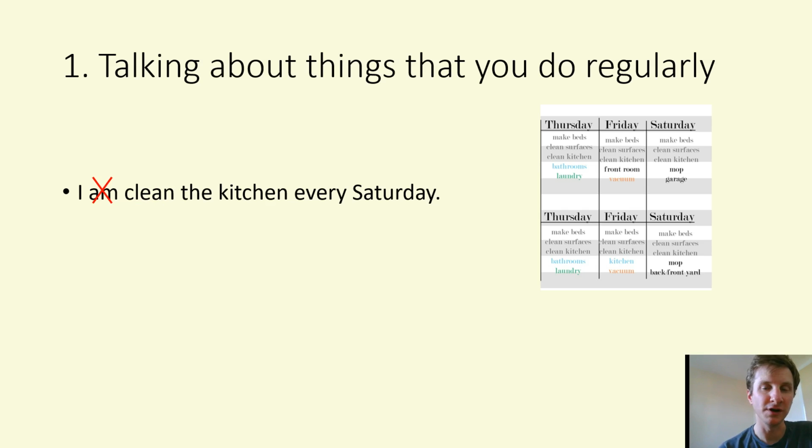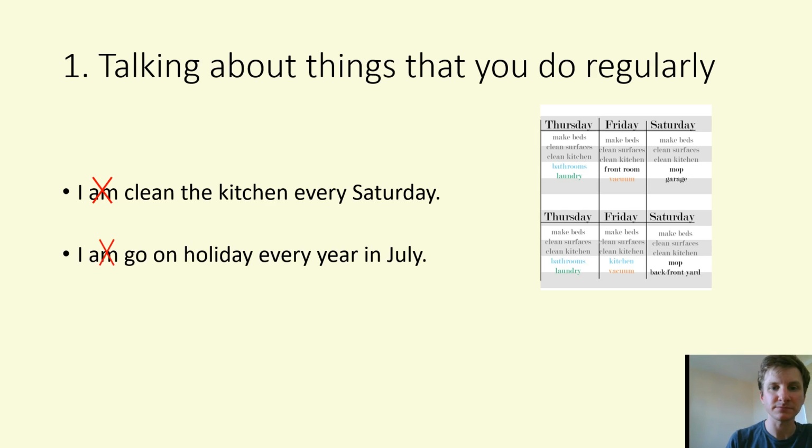I go to work 5 days a week. I always have cornflakes for breakfast. These are things that you do regularly, so we do not use the be verb to talk about that. Another example, I go on holiday every year in July. Don't say I am go on holiday every year. No, I go on holiday every year in July.